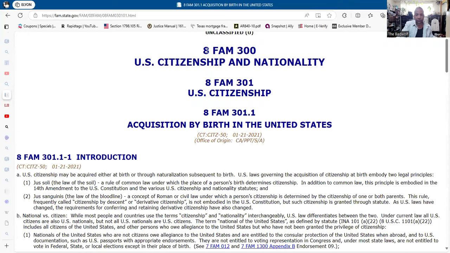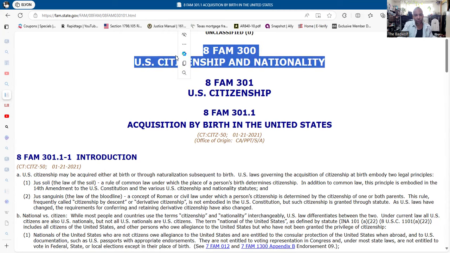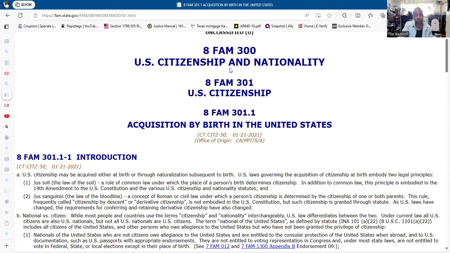Well, this section here is from the 8 FAM Foreign Affairs Manual 300, U.S. Citizenship and Nationality. Right here, we can see that nationality is a real thing and that they are two separate things. U.S. citizenship and nationality are two separate things. Nationality is the private, de jure. Citizenship is the de facto, public, and political.